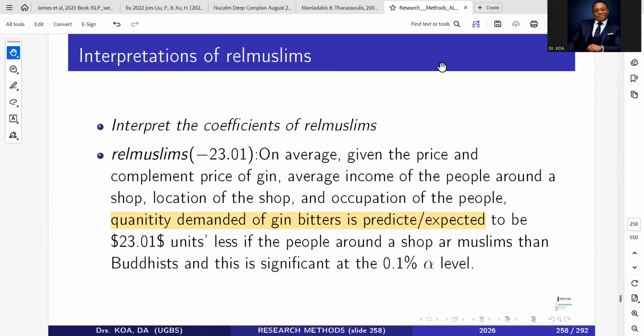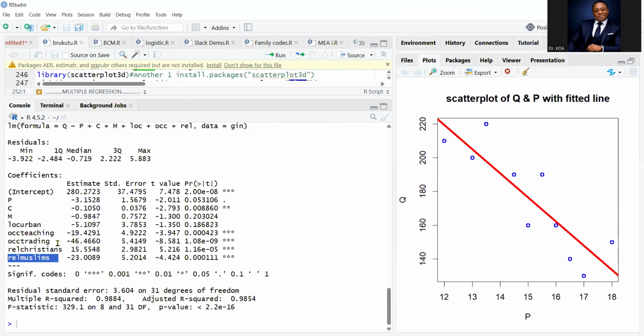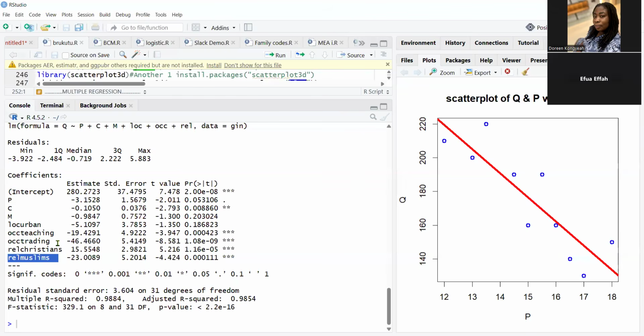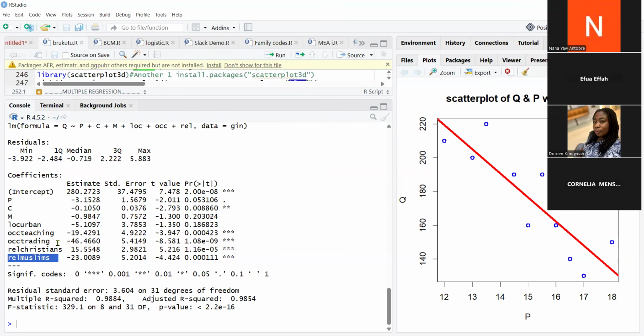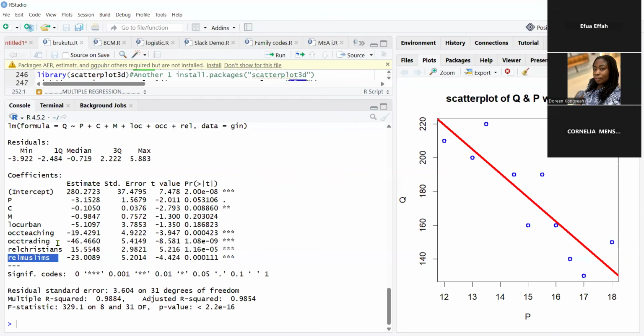If you check the result, all of the religions were mentioned, but there's one that wasn't mentioned. And last week we said that that one is the reference category. So religion, which is the reference category? Doreen. That's the Buddhist. Very good. Excellent. Now, when you go to occupation, which is the reference category? Occupation. What is the reference category there? Fishing.